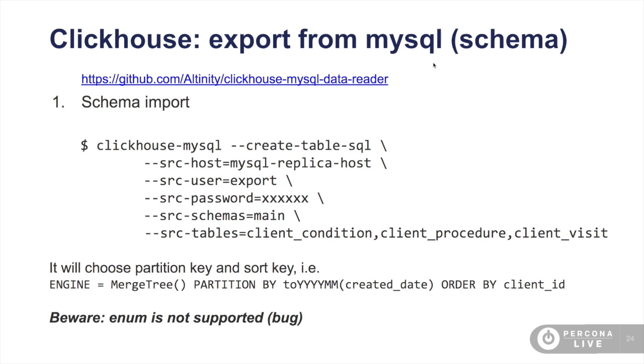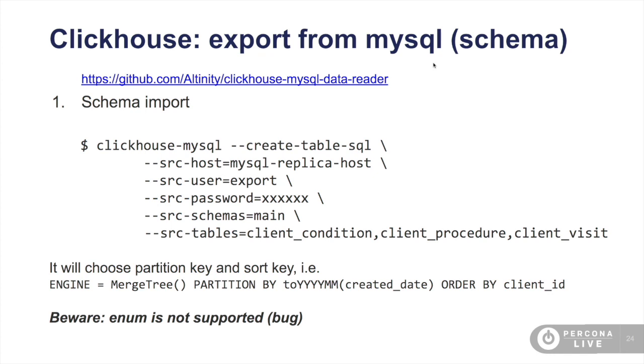So it will also choose one of the fields to be the partitioning field and a set of fields for the order by. There are some bugs in it. Currently, enum is not supported. So what I had to do is generate the schema for those tables and manually change some of them.